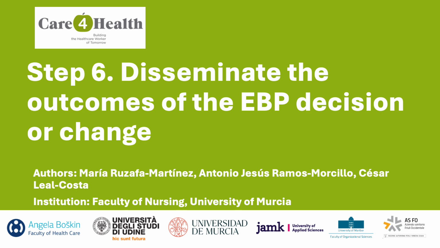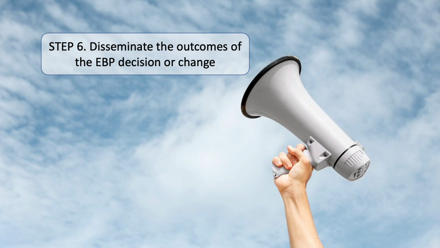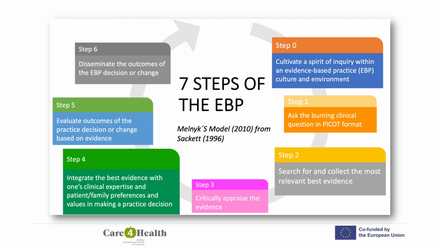Welcome to step number 6. This is the last step of the EVP process following the Melnick model. Do you remember? This is the 7 steps model of the EVP. We are now on the last one: disseminate the outcomes of the EVP decision or change.